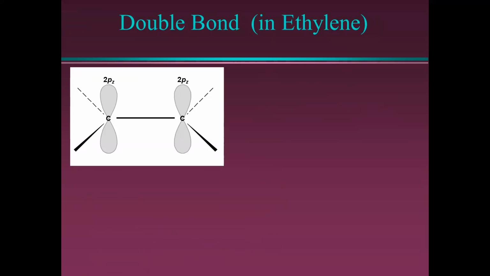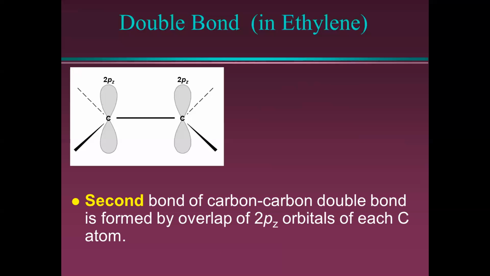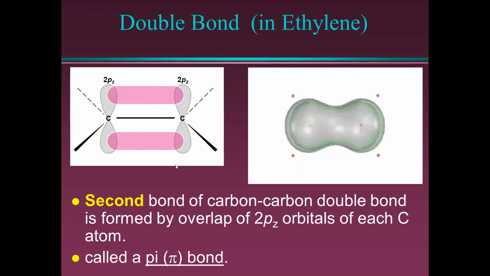How about the other orbital that is not hybridized? We know it's a 2p z orbital. So they will form another type of bond. We call it a pi bond, pi bonding. You see, this orbital and this orbital are just like 2 people standing on the ground. They overlap shoulder to shoulder. So this is called a pi orbital.